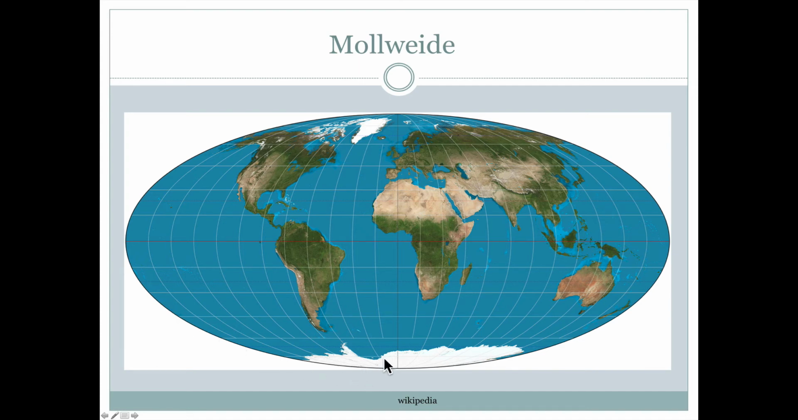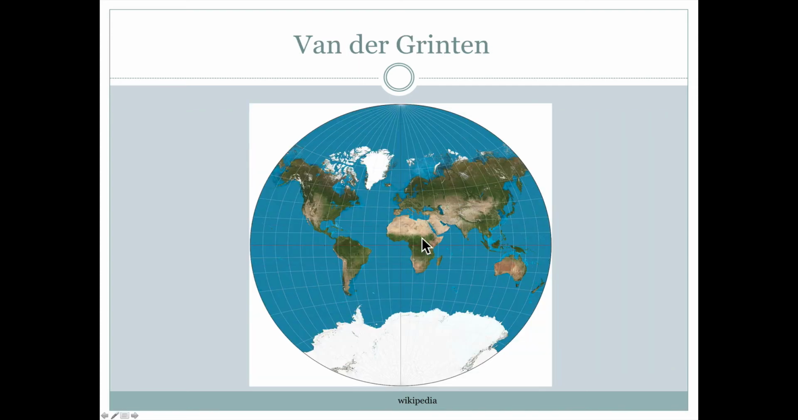We could even go to the extreme of making the entire world look like a circle, like in this Van der Grinten map projection. And as we can see now, we've made a map projection where the entire world is within a circle. All of the lines of longitude are converging at both the North Pole and the South Pole.